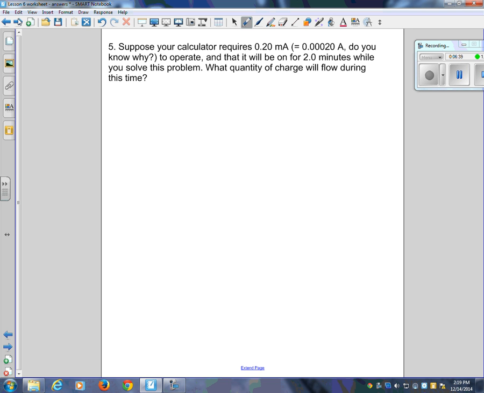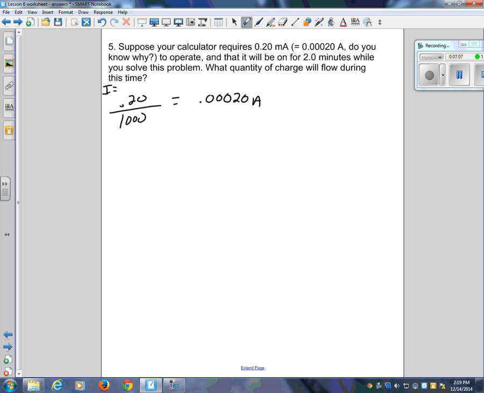Question number 5. We're going to get a little bit more challenging here. Suppose your calculator requires 0.2 milliamps, which is 0.00020 amps. Do you know why? It's because a milliamp is a 1/1000th of an amp. So you're going to take 0.2, milli means 1/1000th. We're going to divide by 1,000, and that's where we get the 0.00020 amps from. And that is our I.